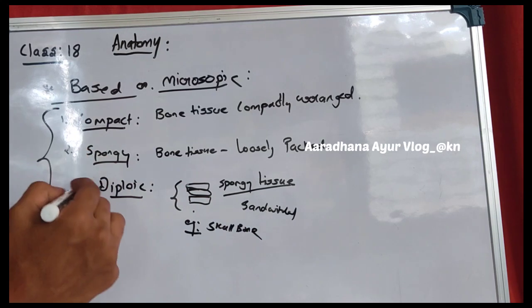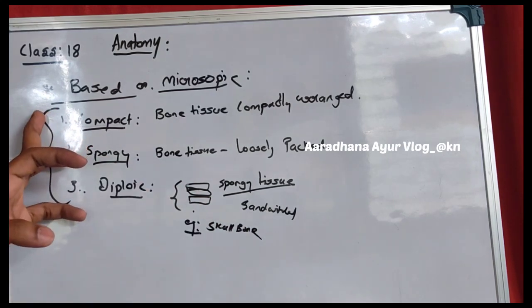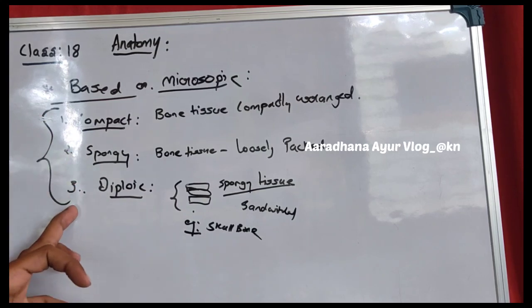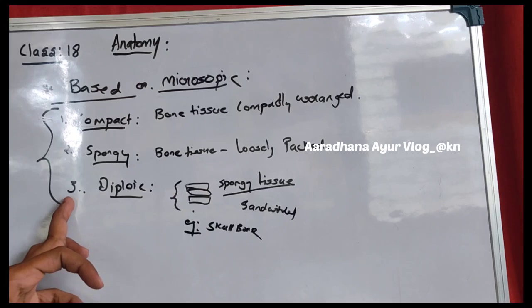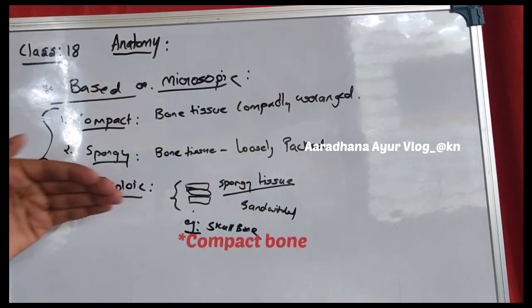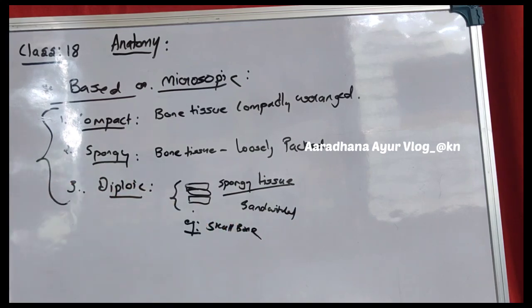So these are the three types according to the microscopic: compact, that is compactly arranged; spongy, that is loosely packed; and diploic, also a spongy tissue that is loosely packed between the two compact layers, like a sandwich. The example is the skull.